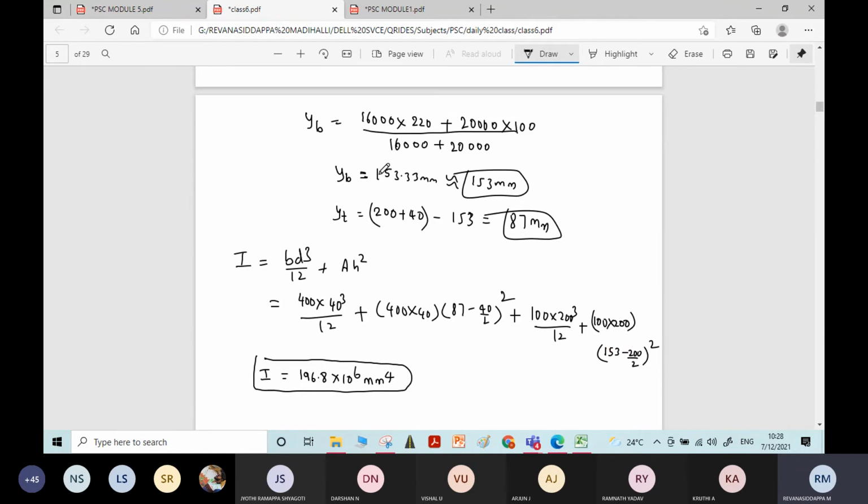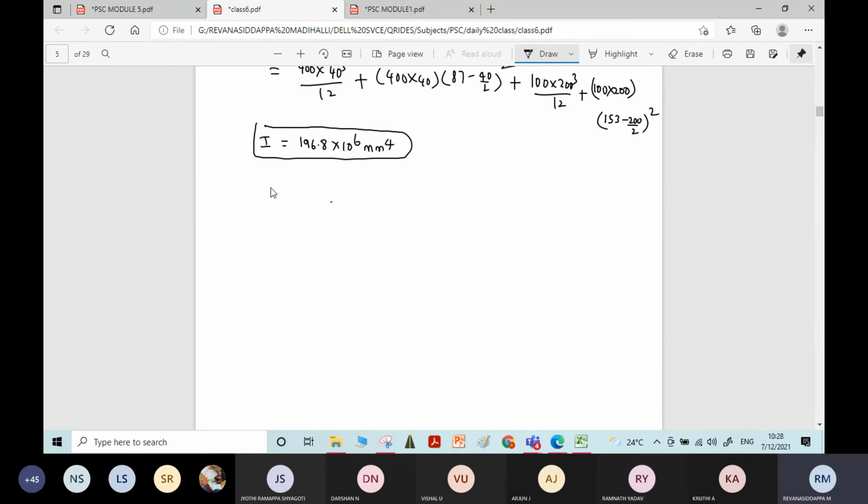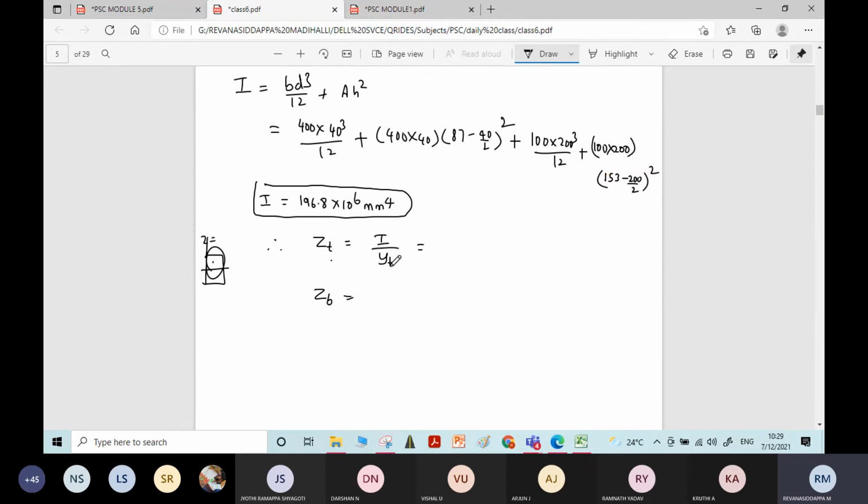Now you got moment of inertia, you know the distance of centroid, you can calculate section modulus now. Therefore, ZT is equal to I by YT, section modulus with respect to top fiber, and section modulus with respect to bottom fiber. If it is a symmetric section like rectangle, both will be equal, so we calculate only one Z, I by Y. But for T section, YT and YB are different, so you need to individually calculate ZT and ZB.